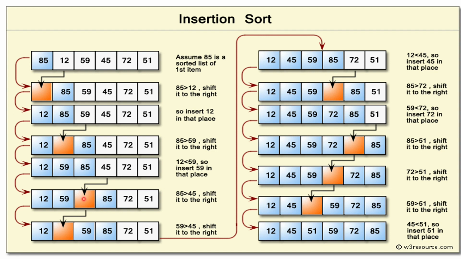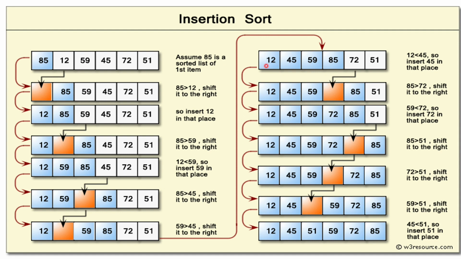When we store the 45 in this position, we have to again compare the 45 and 59. We can see that 59 is again larger than the 45, so we have to right shift the 59 again. When we right shift the 59, 59 comes to this position, and I can easily store the 45 in this position. When I store the 45 here, I have to check again with its before element, that is 12. Here 12 is smaller than 45, so keep it as it is.